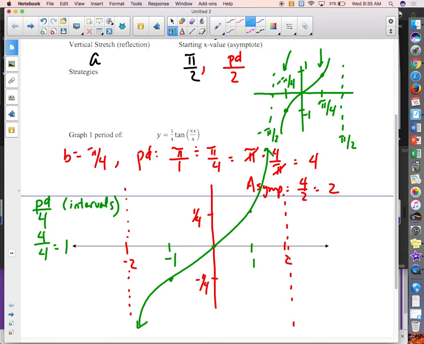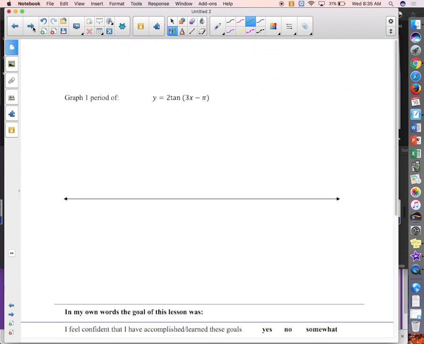Let's go and take a look at the second problem. We're going to graph one period of y equals 2 tangent of 3x minus pi. The first thing I'm going to do for this problem is take that 3 out. Now I can see how much I have to move the graph to the left or to the right. Second, I'm going to take the period, which should be the length of pi, but I'll divide it by my b value, which gives me pi over 3, b being equal to 3.